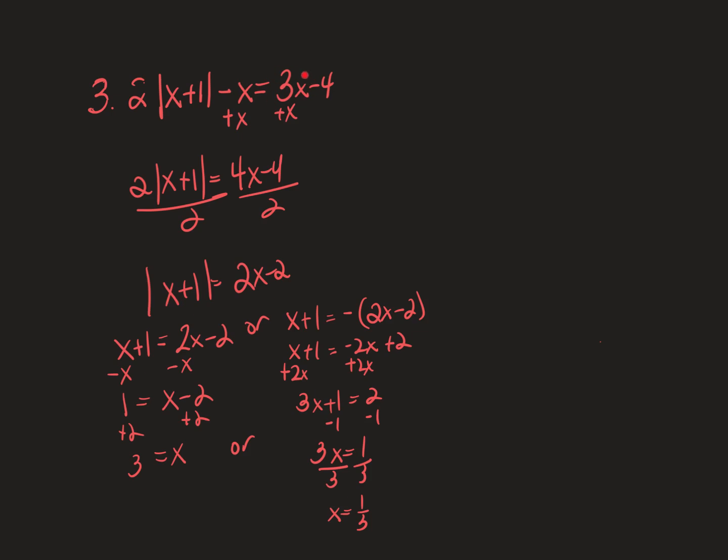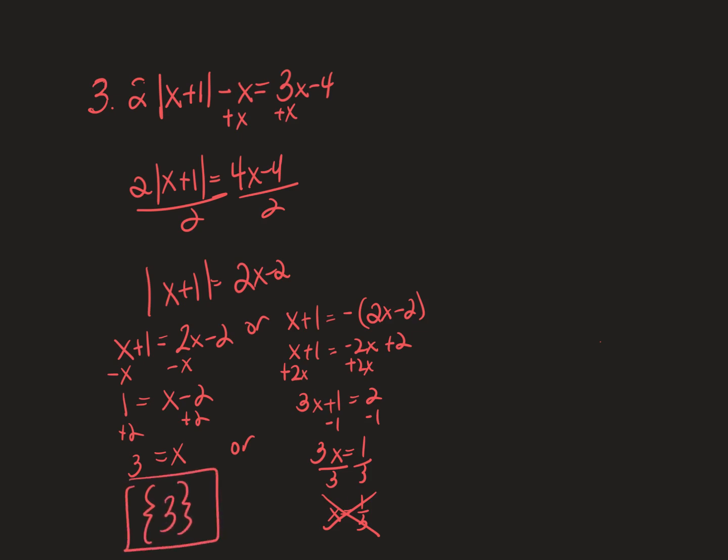If I substitute this answer into my original, or even here, it will work. So 3 is a solution. If I substitute 1/3 into either of these, I'd have 4/3 minus 4, or I can go even down here, 2/3 minus 2, which would give me a negative answer. Therefore, that means that this is an extraneous solution, and my only solution here is 3.